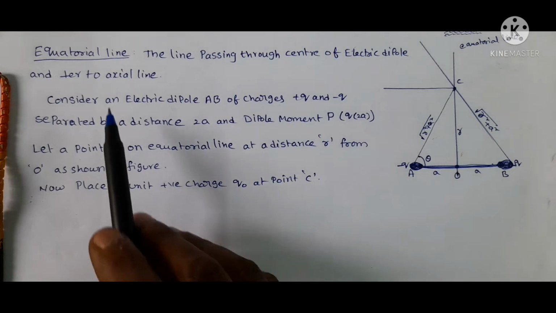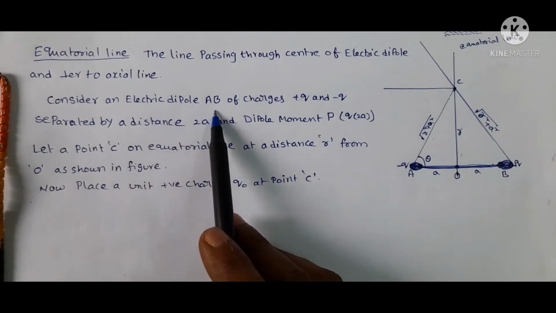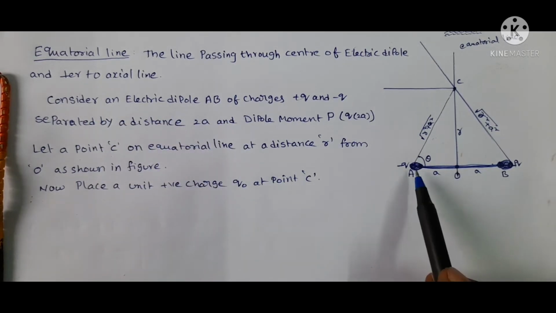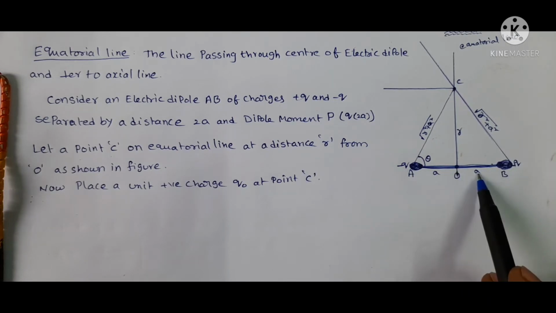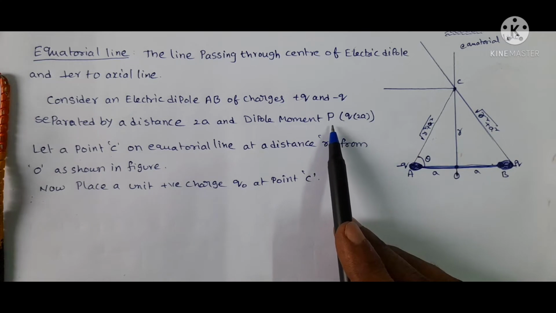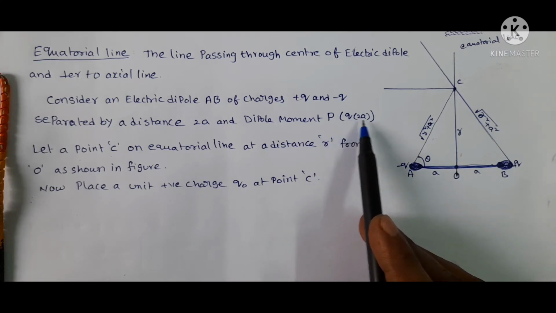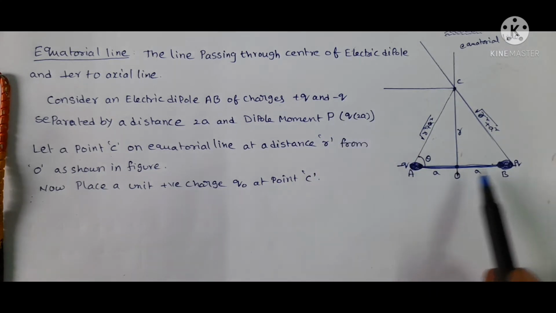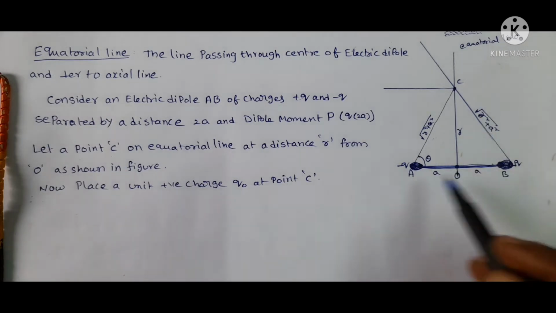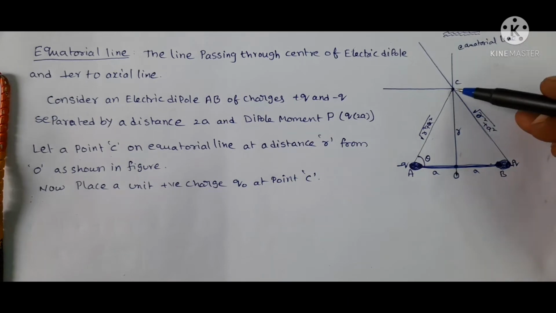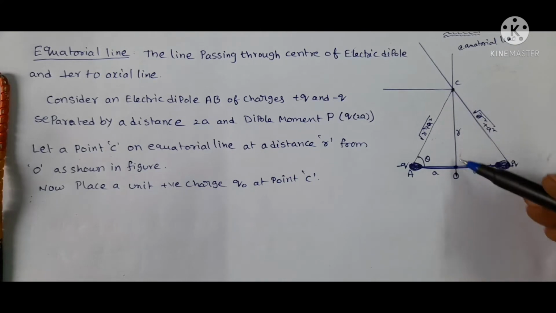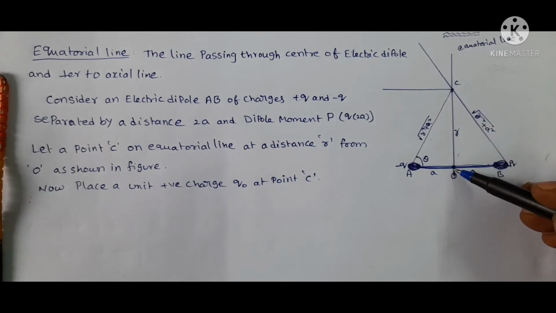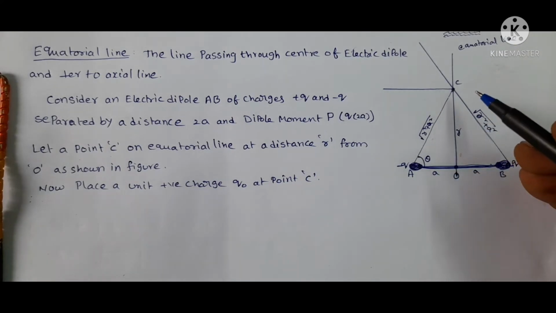For this, here I am considering an electric dipole named AB having the charges plus q and minus q separated by a distance of 2a, and the dipole moment is represented by capital P, which is nothing but the product of q and 2a, that is, charge and the distance between the two charges. Now for this explanation, let a point C be on the equatorial line, at a distance r from O, as shown in the figure.